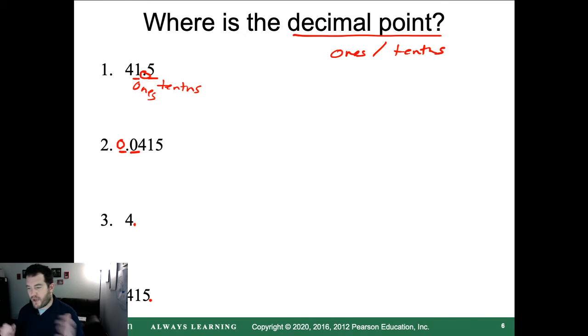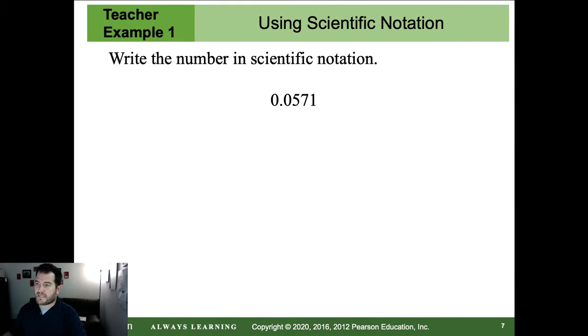So anyways, I know it's weird, but if you're not given a decimal point, it's going to be at the end of the numbers, especially when we're talking about large numbers. So for instance, it says write in scientific notation. Remember, that's A times 10 to some exponent. Our A has to be between 1 and 10, and it can't be 10. So it has to be less than that. So I'm going to make my A 5.71.